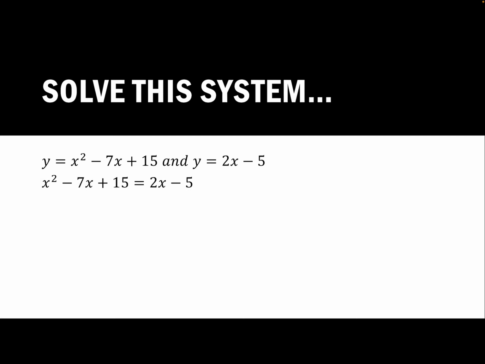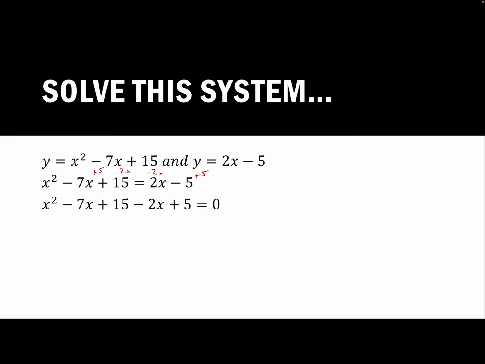So we just take the quadratic and we set it equal to the linear equation. It doesn't matter which one you write first, as long as you just equate them. Then bring everything over to one side. Okay, so to do that, we would subtract 2x on both sides, and then we would add 5 to both sides.